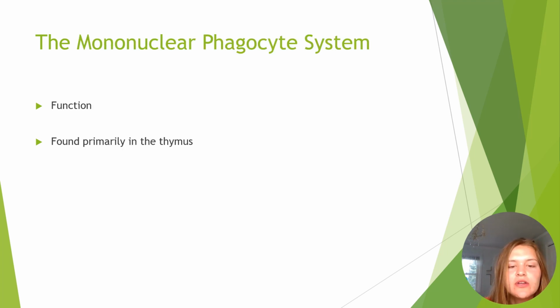So you have your mononuclear phagocyte system. This is another body system that helps fight microorganisms. So the function, tissues of the body are connected by reticulum, and reticulum that connects cells. So phagocytic cells in this network make up its name, which are primarily found in the thymus. And in the thymus, this is where the white blood cells mature.